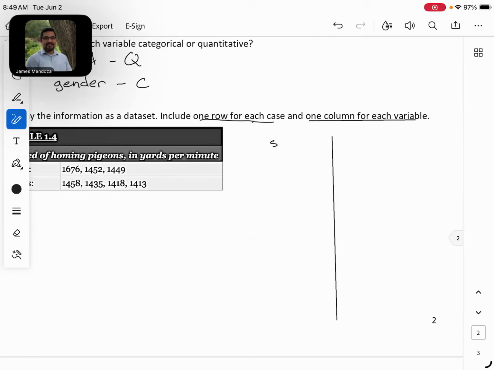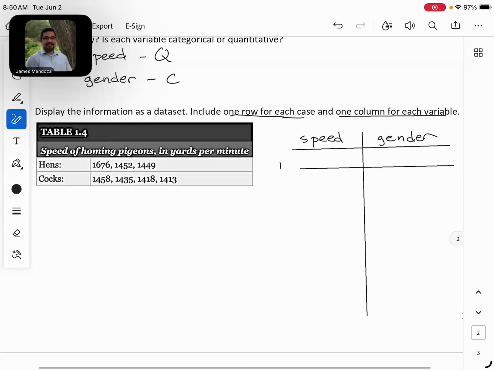One for the speed and one for the gender of the bird. Now, that does not count as an actual row. That row right there is just the labels for your columns. What counts as an official row one would be your first pigeon that you have here. So we're going to start with our very first hen who had a speed of 1676. You're going to put the speed where the speed goes, 1676, and then you're going to put the gender, that it was a hen.